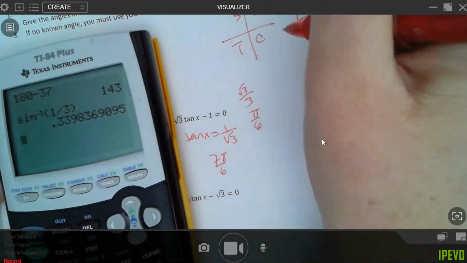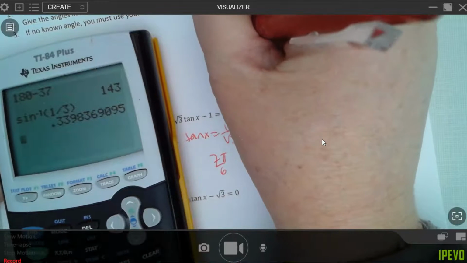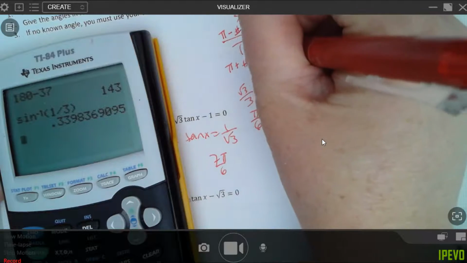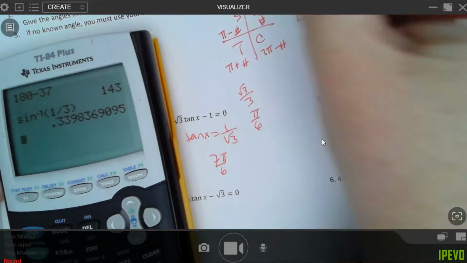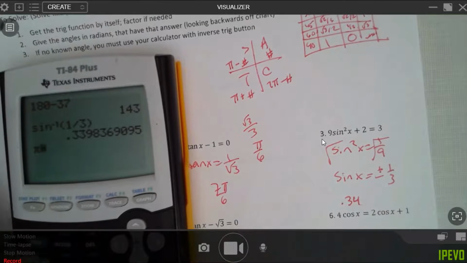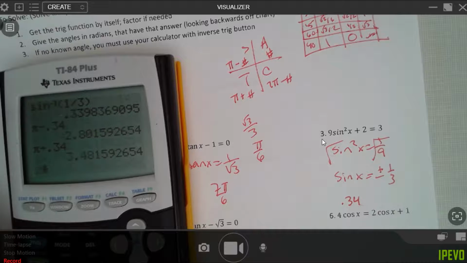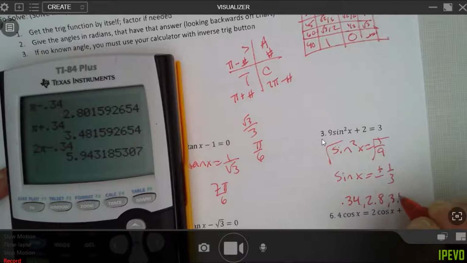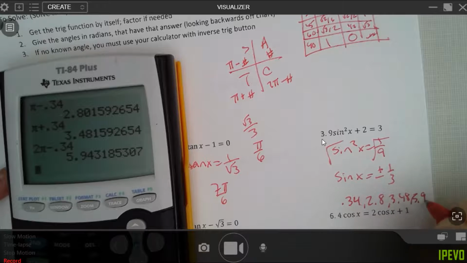So there's a little chart here I guess I could give to you. It's pi minus number, this is pi plus number, 2 pi minus number, and then this is the number out of the calculator. So I'm going to do all that. I'm going to do pi minus 0.34, pi plus 0.34, and then 2 pi minus 0.34. So we get 2.8, 3.48, and 5.9.